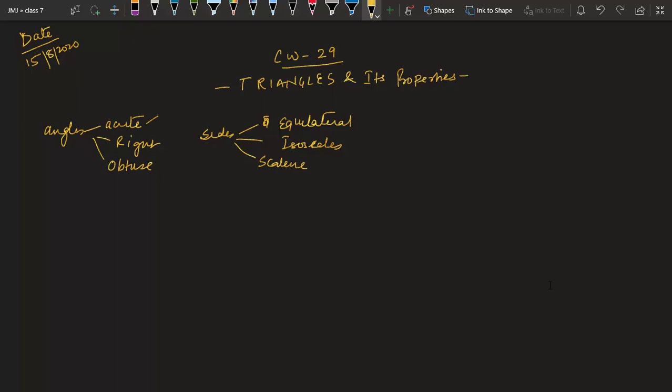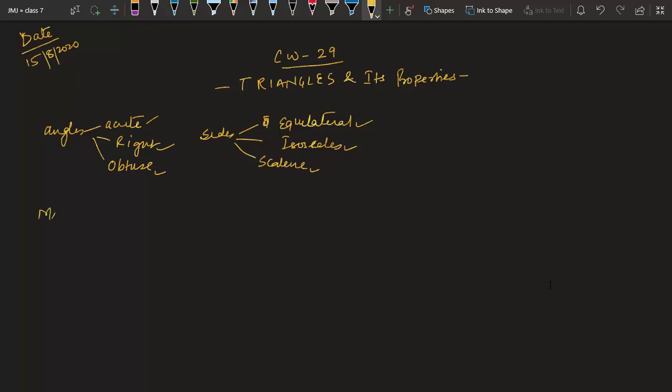In acute, we saw all the angles were acute angle, that is less than 90 degree. In right angle triangle, we have seen one angle was right angle, and in obtuse angle triangle, one angle is obtuse angle. Then in equilateral, we saw all sides were equal. In case of isosceles triangles, two sides were equal. In scalene, no side was equal. After that, we discussed the concept of altitudes and medians.